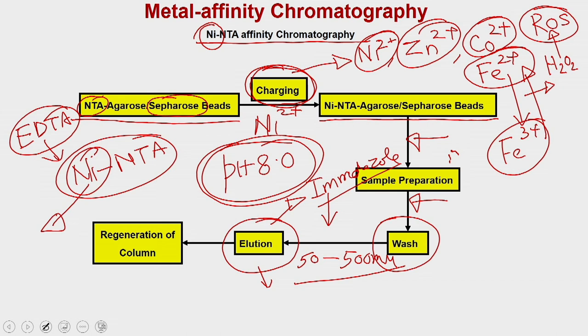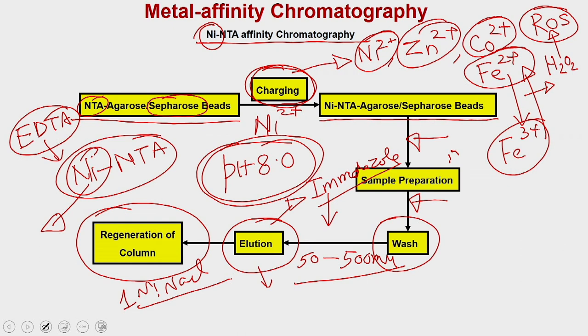Once you are done with the elution, you have to do the regeneration of the column. The regeneration of the column is that you wash the column with 1 molar NaCl. That is going to remove the non-specific proteins which are binding to the matrix, not to the functional group, and that is going to clear the column.